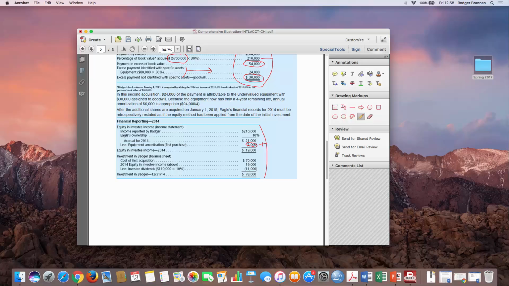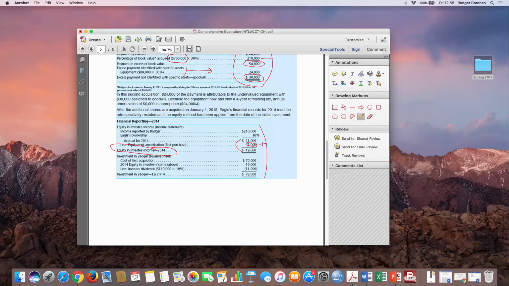It's simply amortization that's used to offset, as you see here, the amount of income that the company, that is Eagle, will recognize. That is, the equity in the investment income is the amount that will show up on their income statement. The portion, the 10% portion, less the amortization. So that amount would be recognized as income by Eagle.